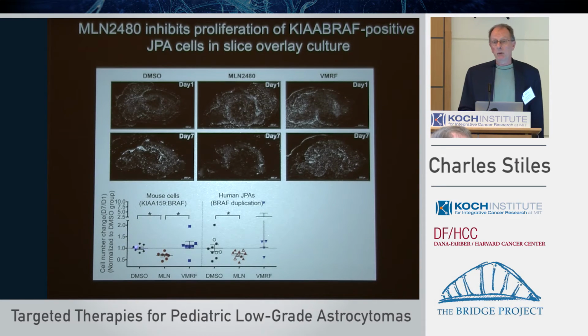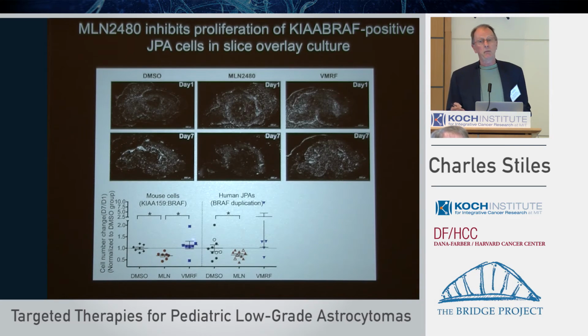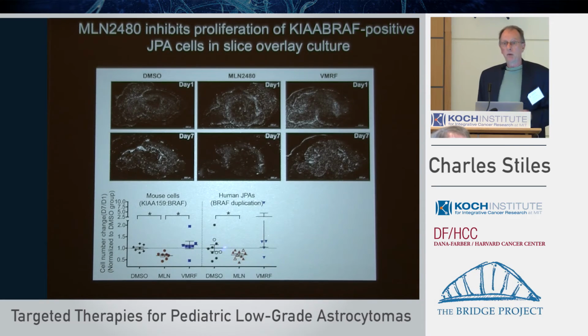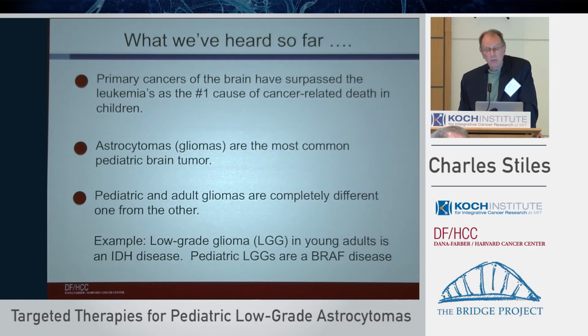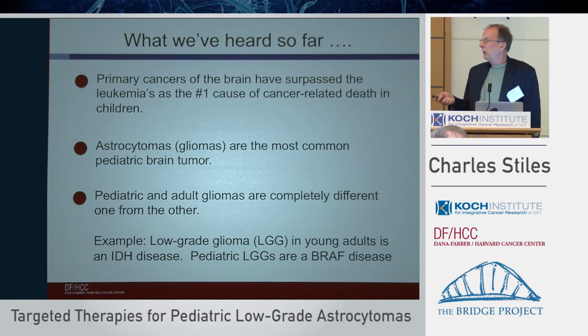So, to wrap it up, this kind of summarizes, I think, the cluster of the morning talks. I'm looking forward to hearing from the engineers right now, but what all of you have heard so far is that primary cancers of the brain have now surpassed leukemia as the number one cause of cancer-related death. Astrocytomas, aka gliomas, as Keith tells us, are the most common form of pediatric brain tumor. The pediatric and adult gliomas, as I tried to push, are completely different diseases, completely different one from the other. I ticked off a number of different ways they're different.